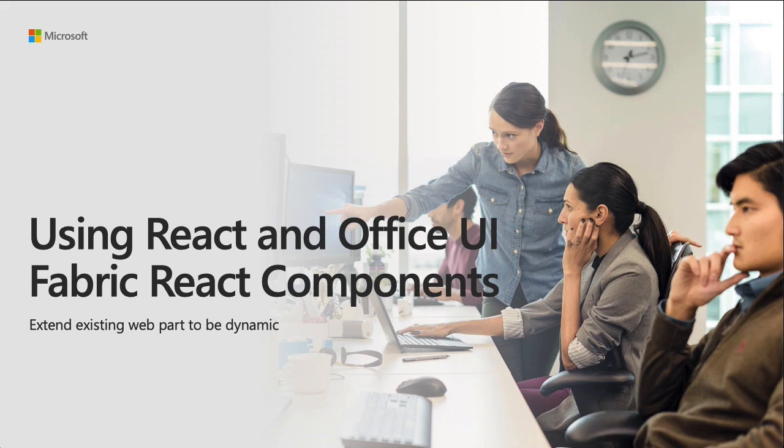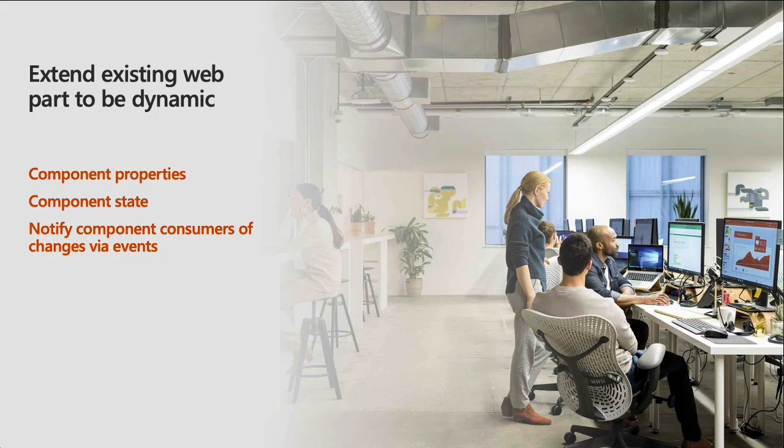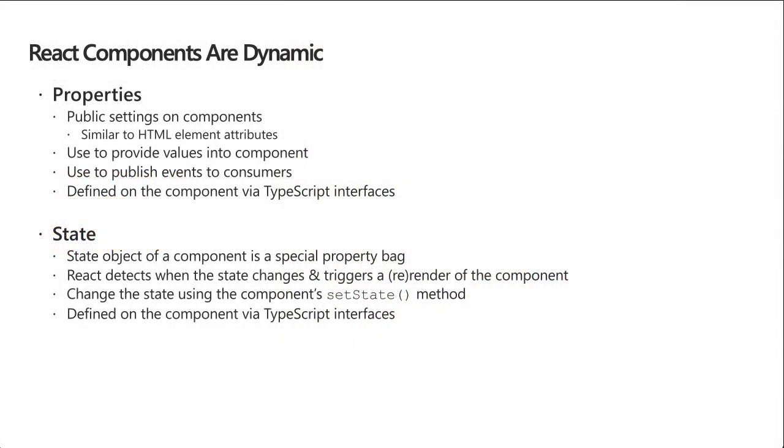In this last section, let's extend the existing web part that we've been working with to be a little more dynamic. We're going to look at how to work with component properties, component state, and then how to notify the component's consumers of changes via events.